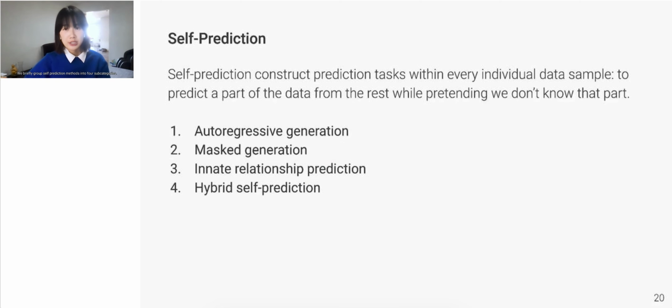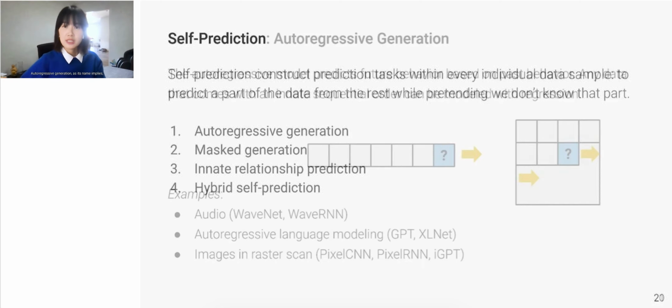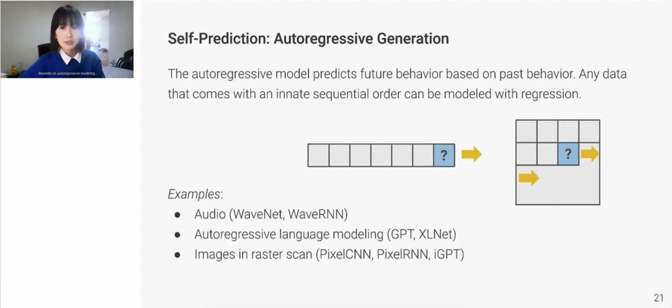We briefly group self-prediction methods into four subcategories. They are autoregressive generation, masked generation, inner relationship prediction, and hybrid self-prediction. Autoregressive generation, as the name implies, depends on autoregressive modeling. Any data that comes with an inherent sequence order on one dimension, we can configure the pretext task to predict the future given all the past information. For example, both audio and language have a time sequencing order. Images are often processed in raster scan order, which also gives you a deterministic sequence order of pixels. For all the examples, we will present more details on some representative work in the following session on pretext tasks.